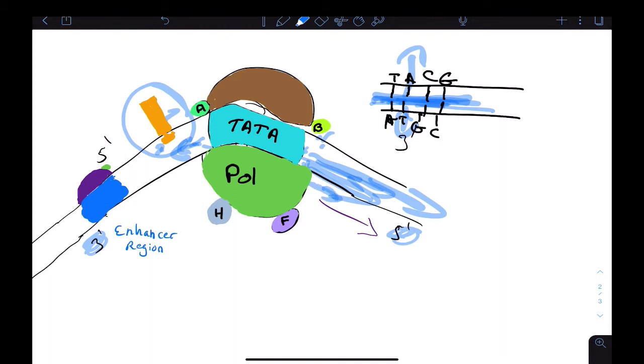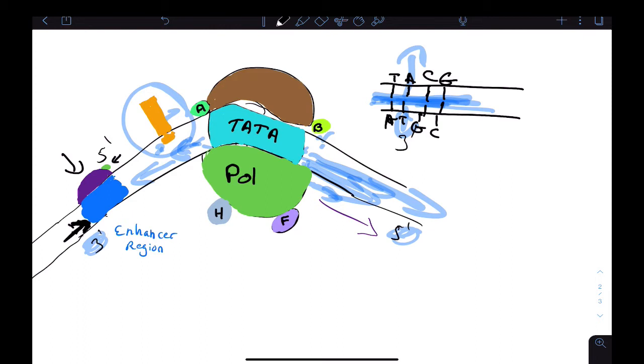Now the other thing we find when we move upstream is that on the DNA we have these enhancer regions, which I've colored in blue. This enhancer region on the DNA will be attracting an activatory protein, denoted by this purple protein over here. And this activatory protein has an element that's attracted to the polymerase, so it has a polymerase attachment site, which is in green.